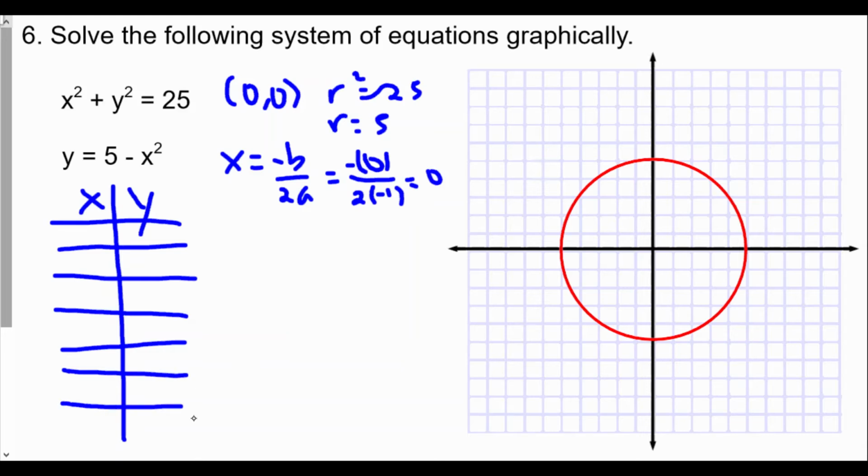So 0 for x will be my middle value, and I know my y value here must be 5. Then I plug in values for 1, 2, and 3. When x is 1, 5 minus 1 squared is 5 minus 1, or 4. When x is 2, 5 minus 2 squared is 5 minus 4, which is 1. When x is 3, 5 minus 3 squared is 5 minus 9, which is negative 4. Sorry, I put that in the wrong place, let me erase that. So when x equals 3, the y value is negative 4.